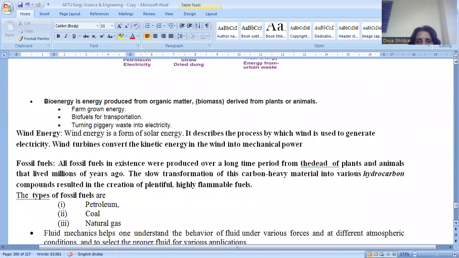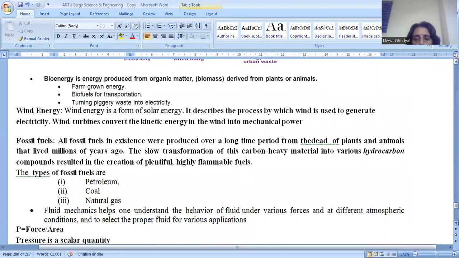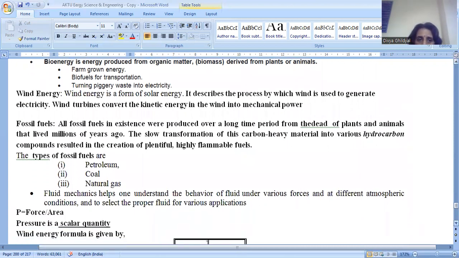Bioenergy is energy produced from organic matter. Wind energy is a form of solar energy. It describes the process by which wind is used to generate electricity. Wind turbines convert the kinetic energy in the wind into mechanical power.